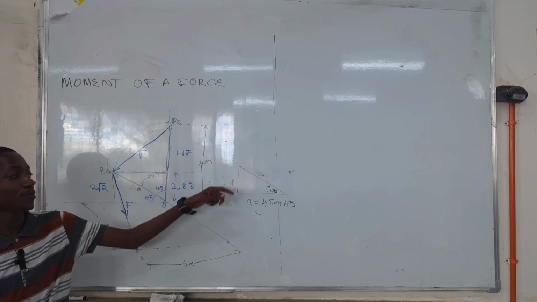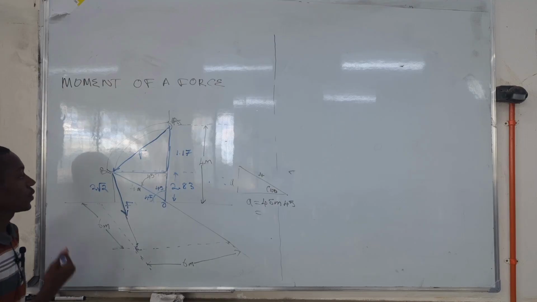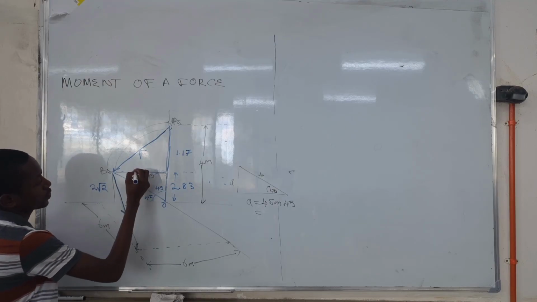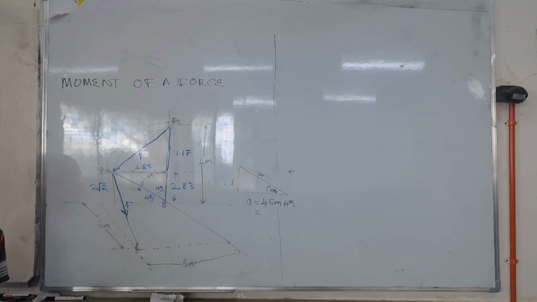45, 90, 45. Oh yeah, they're the same. All right. So this distance here is also 2.83. Are we together, guys?